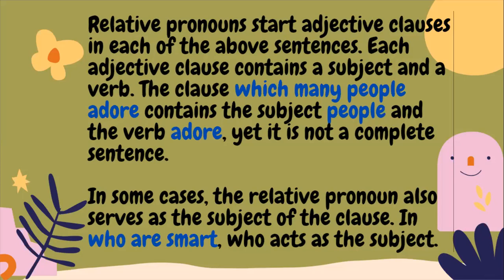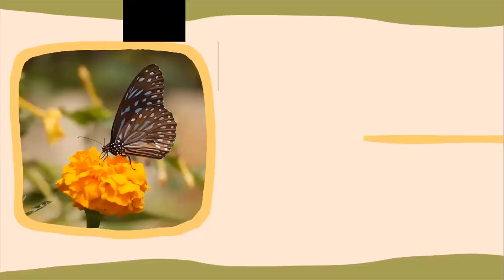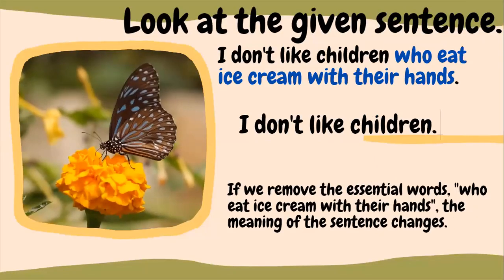In some cases, the relative pronoun also serves as the subject of the clause. In who are smart, who acts as the subject. That means people, right? Let's take a look at this one.